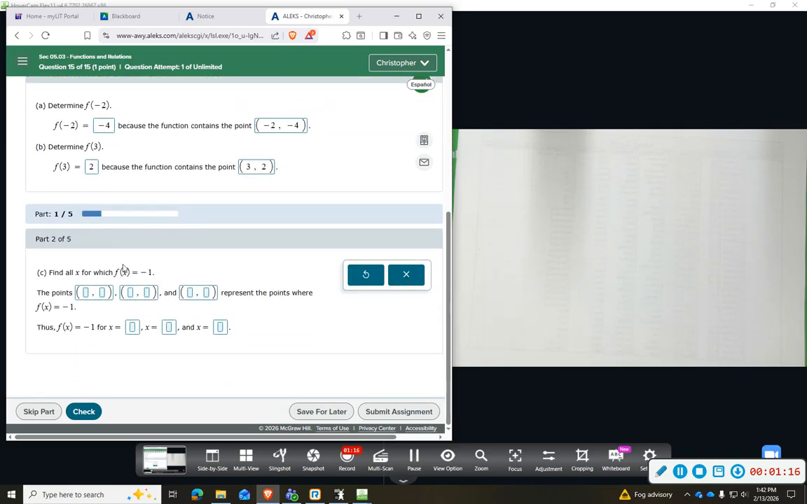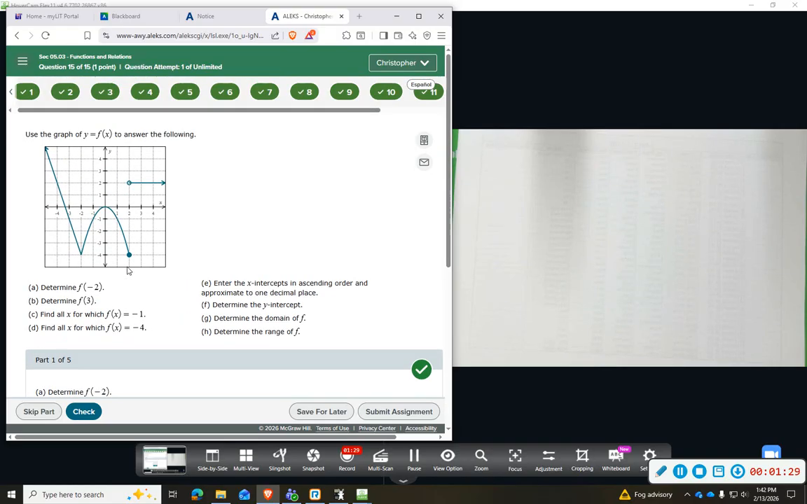All right, so the next part, we want to find all of the x values for which f of x is equal to -1. F of x is y, the y value. Where is y equal to -1? All right, so here's the y-axis. We're going to go to -1, and we're going to go left and right. It hits this point 1, 2, 3 times. So we get a -3, a -1 for the x value, and a +1.